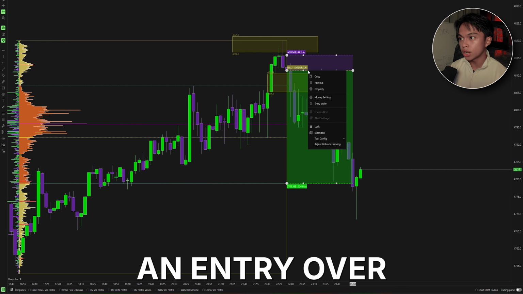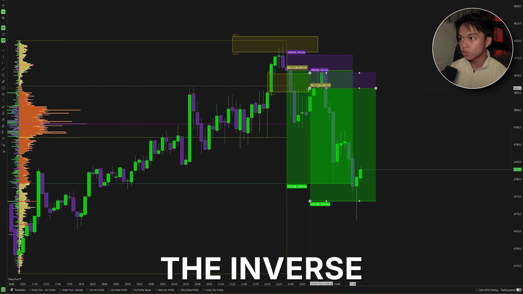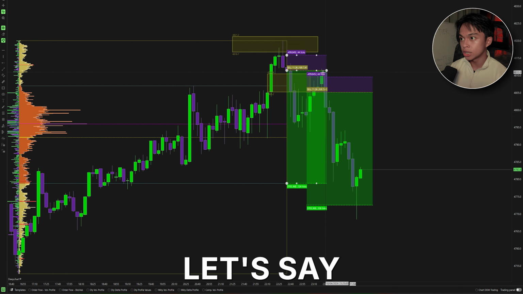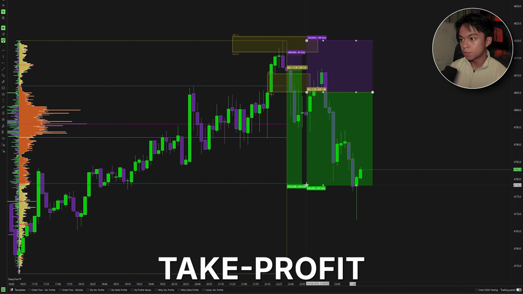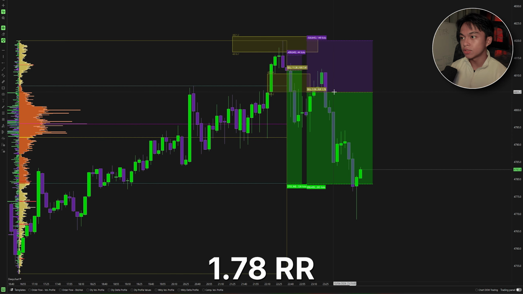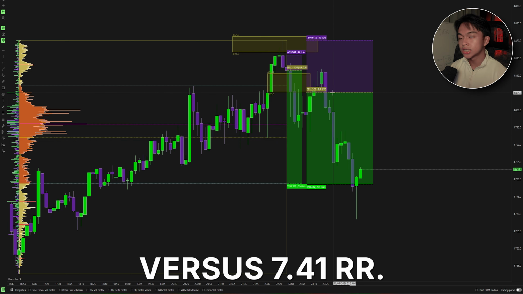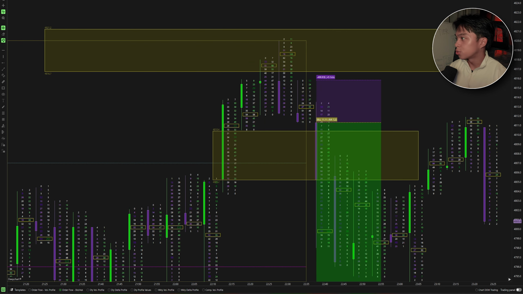And remember guys, if you took an entry over the inverse fair value gap instead, like this. Let's say you took an entry in the inverse fair value gap. Your stop loss is above. Take profit right here. You're netting 1.78 RR versus 7.41 RR. So look into this right here.